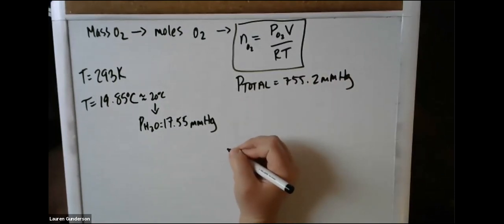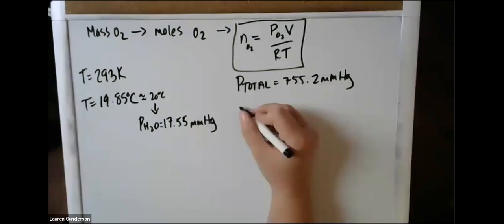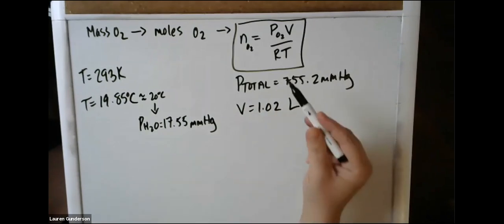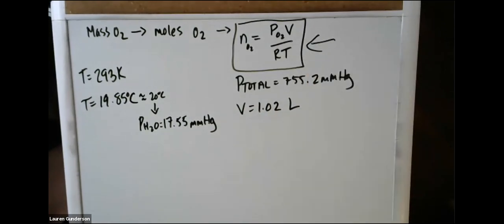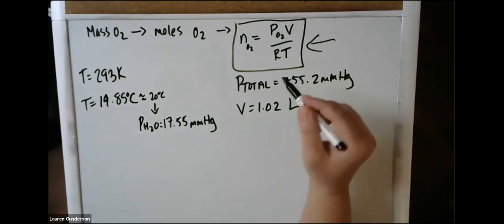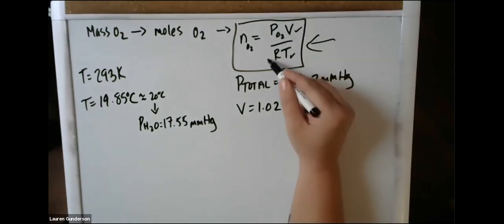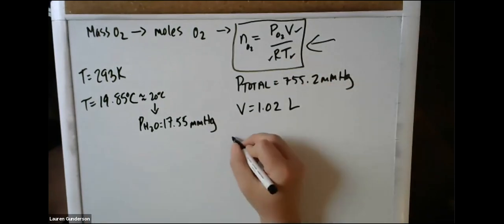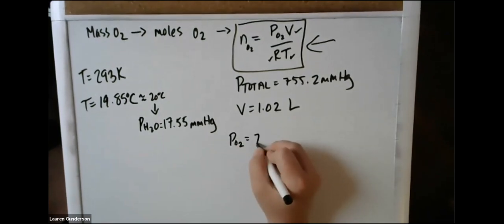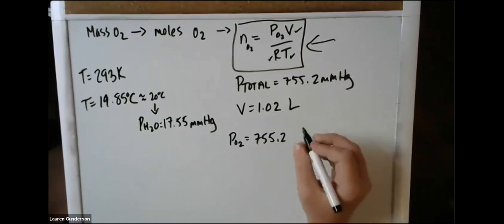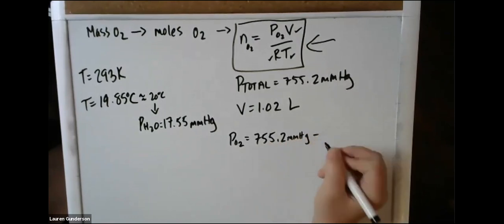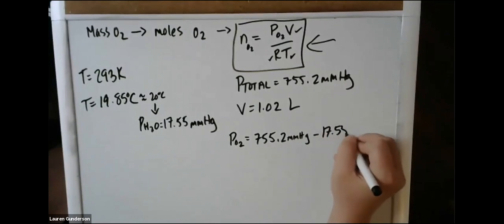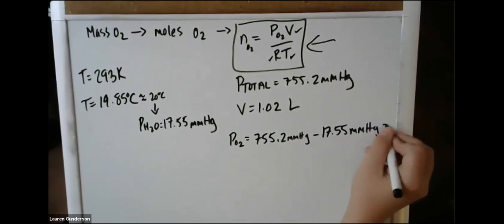Okay, and we collected 1.02 liters of gas. All right, so we want to find this information here, the thing that we are missing. We have temperature, we have volume, we know R. We want to find the pressure of oxygen gas all on its own. So the pressure for oxygen gas is going to be our total pressure, 755.2 millimeters of mercury, minus the pressure of the water vapor, 17.55 millimeters of mercury.